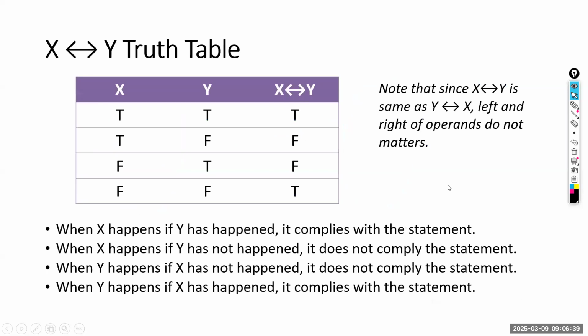Right, is it clear? So this is the truth table. So remember, whenever x happens, y happens, and whenever y happens, x happens. So therefore, x has happened, y has happened. Yes, your statement is true. You say whenever x happens, y happens. Now x has happened, y has not happened. Your statement is false. You say that whenever x happens, y happens. Whenever y happens, x happens. Now y has happened, x has not happened.